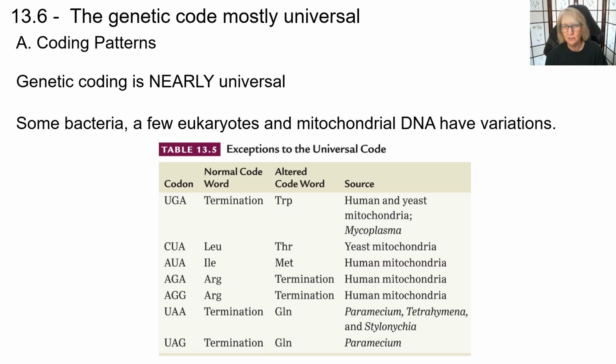The code is nearly universal. Some bacteria, actually a few eukaryotes, there's a ciliate that your textbook talks about that's really weird. I didn't include a bunch of stuff about it, but check it out if that's your thing. A few eukaryotes and a lot of our mitochondrial DNA have variations in the code. In human mitochondria, the codon UGA, which normally is a termination, actually codes for an amino acid. In the paramecium that they talk about in the textbook, UAG, which would normally be a stop codon, becomes an amino acid. These codes have slightly different meanings.